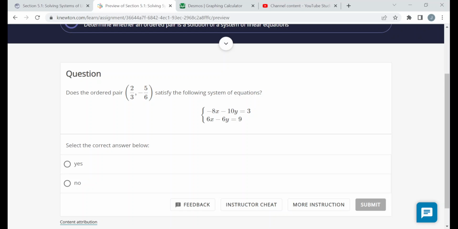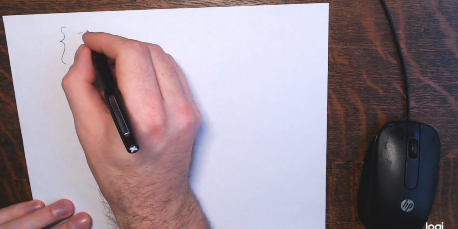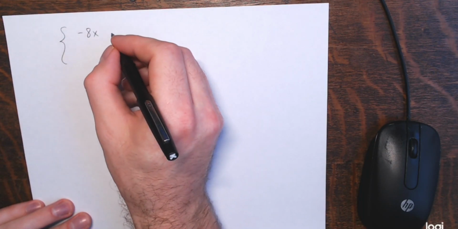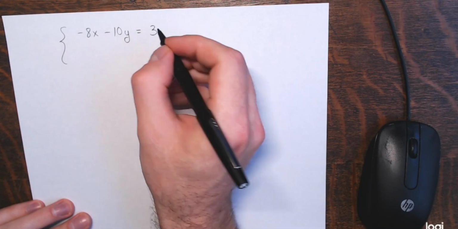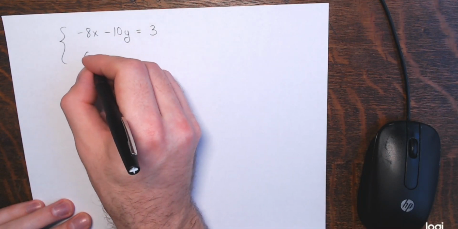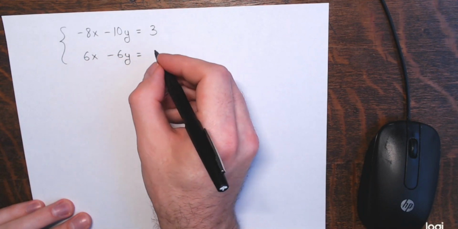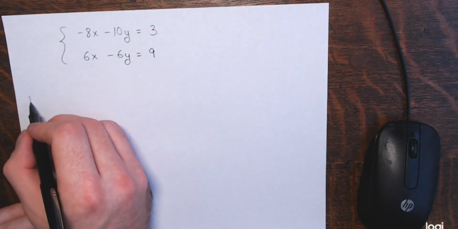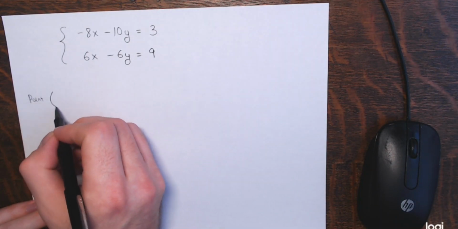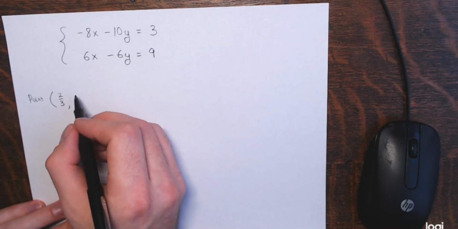But let's just see. Alright, so the system we're given: negative 8x minus 10y equals 3, and the second equation, 6x minus 6y equals 9. And then the point that we're checking, is this a solution? Is this the point of intersection? 2/3 for x, negative 5/6 for y.